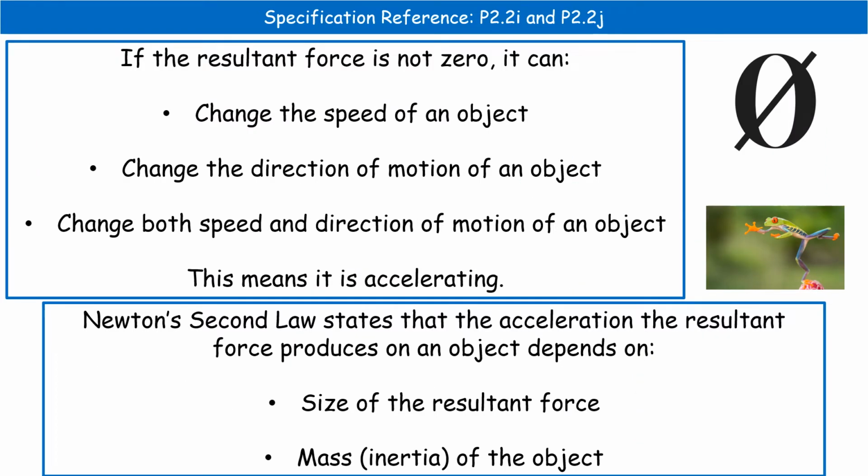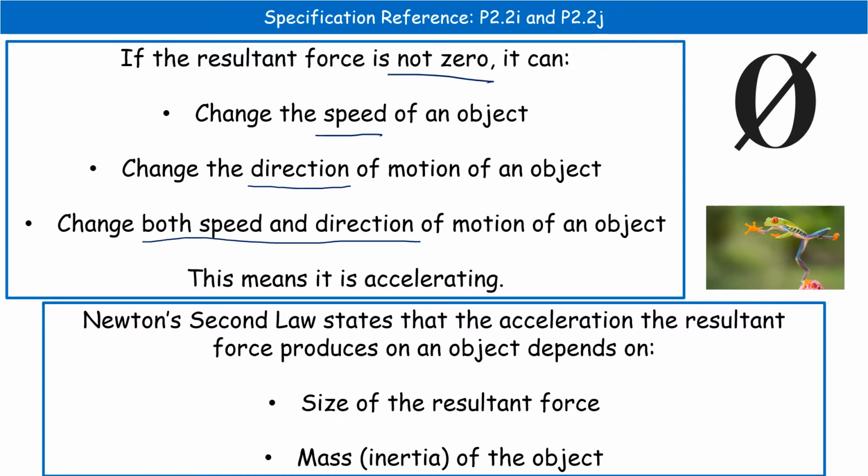If our resultant force is not 0, then we're going to see potentially a couple of different effects. Firstly, we could change the speed of the object, so how fast it's moving could be altered. Because we're talking velocity, we could also see a change in direction of the object. Or we could see a change in both speed and direction. So either speed or direction, or both speed and direction may change if that resultant force is not 0.